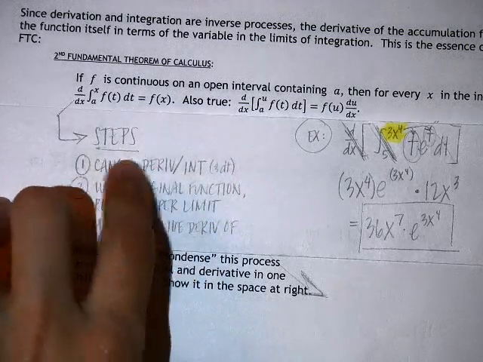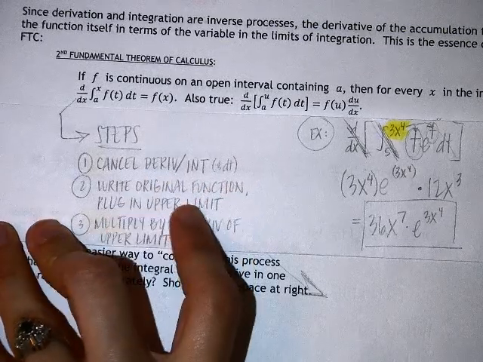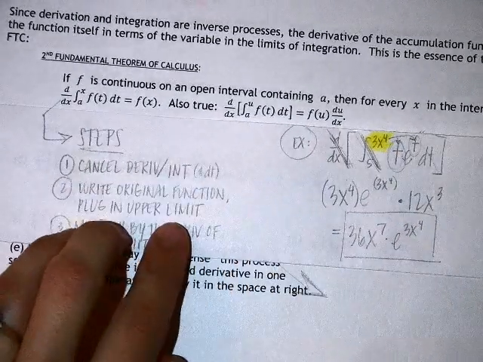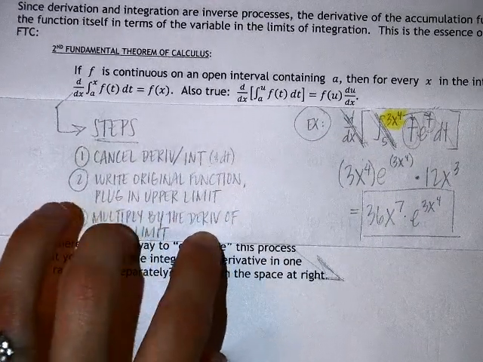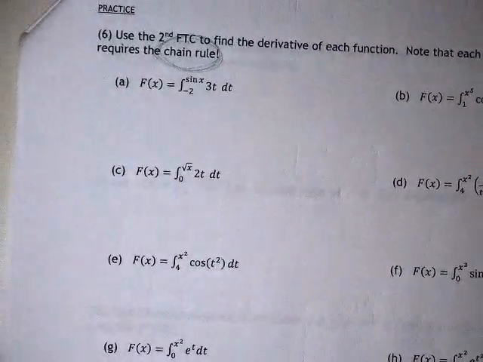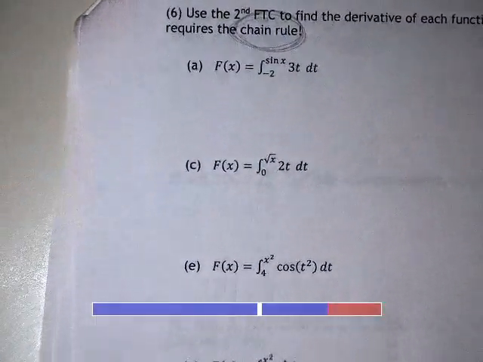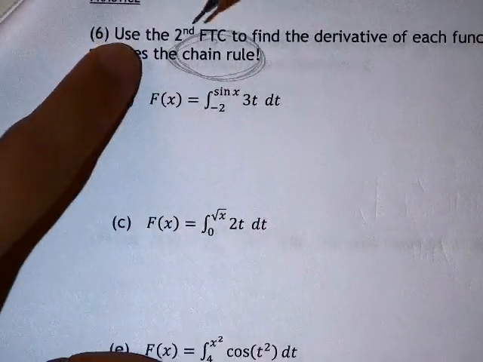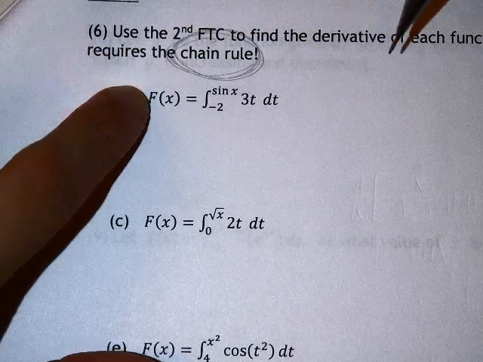We're going to cancel the derivative and the integral symbol. We're going to rewrite the original function just with our dummy variable swapped out and our new upper limit plugged in. And then we're going to multiply by the derivative of the upper limit. That's our chain rule step. So let's think about those 3 steps in the context of letter A. We know it's going to be one of these problems because it says in the instructions to use the second fundamental theorem to find the derivative.